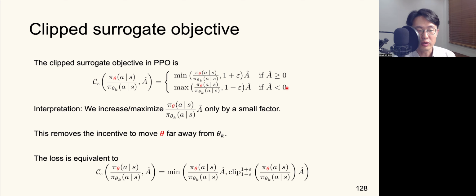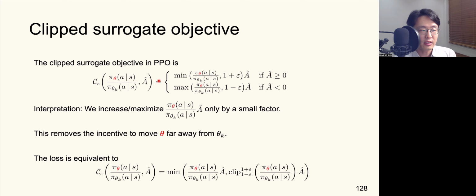So this clipped PPO objective basically removes the incentive to change theta too far away from theta k. Whether the advantage is positive or negative, we can move it up a little bit or down a little bit, and that's some amount of change. But once we max out, once we saturate that gain, there's no further objective. So the effect of using this clipped surrogate objective is that the parameter theta is not optimized too far away from the base point theta k.